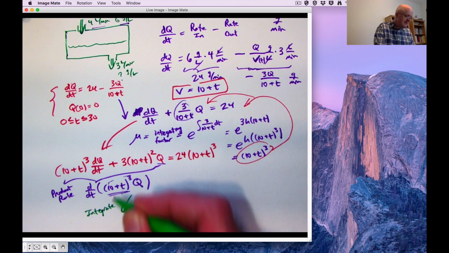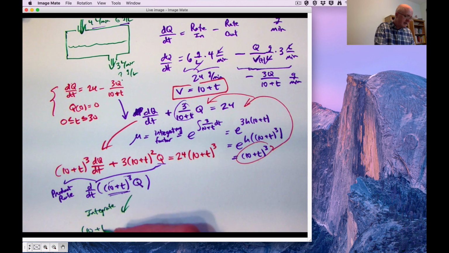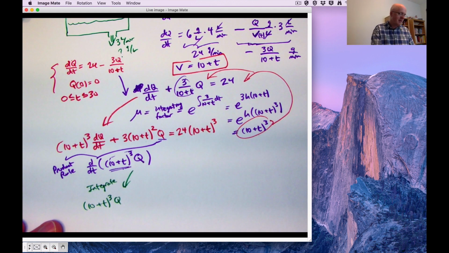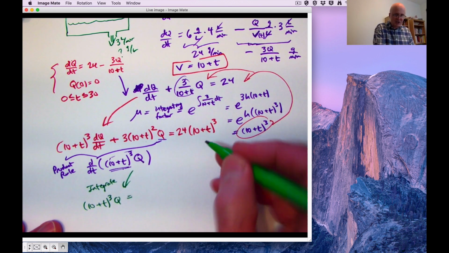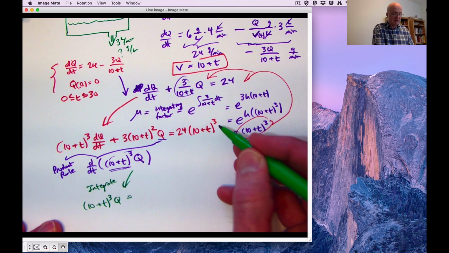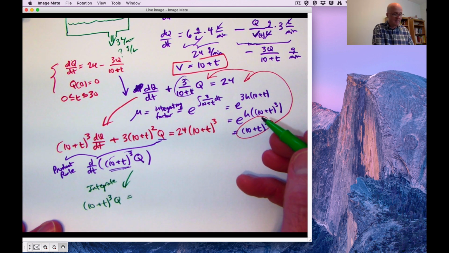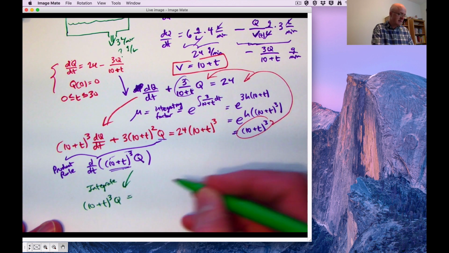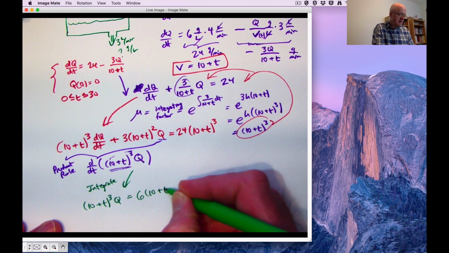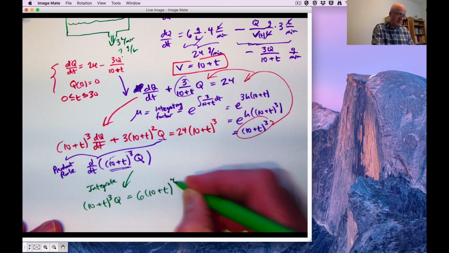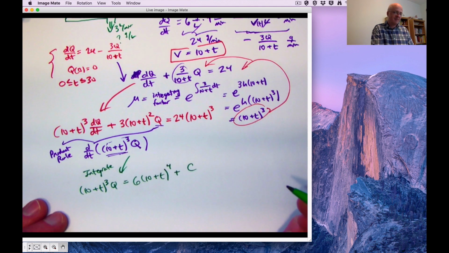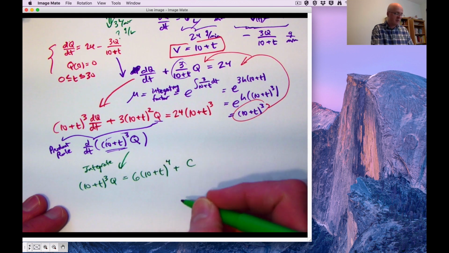Integrate both sides. The left side integrates to (10 + t)^3 times Q. The right side, you've got to actually do the integral. If you integrate this, do not expand this out, just do a substitution, u equals 10 + t. Or just guess, you'll get 6(10 + t)^4 plus a constant. Double check that by differentiation.